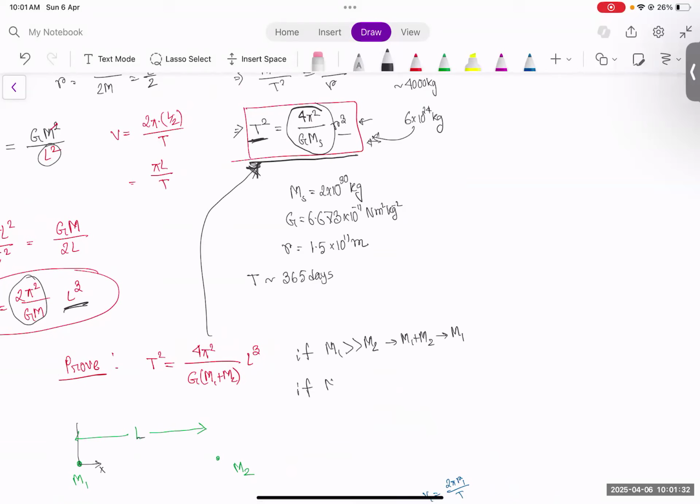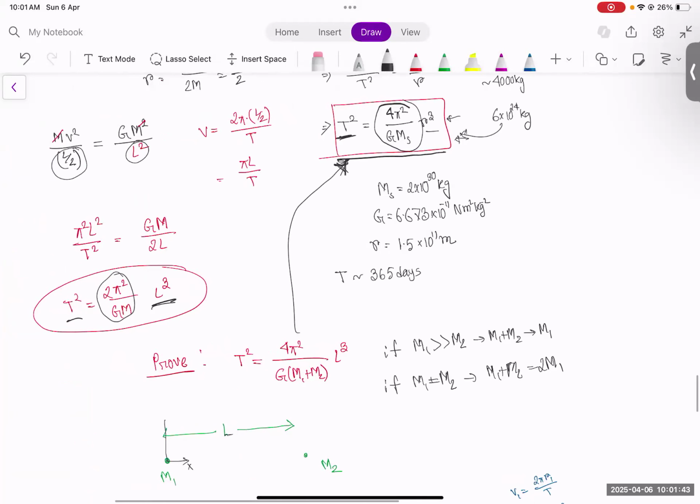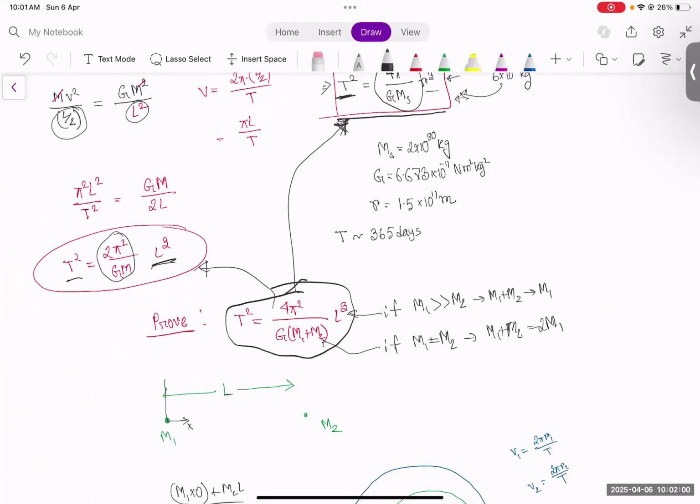Then if m1 is equal to m2, you get m1 plus m2 is equal to 2m1. If you plug that in, you get back this equation. So basically, this is the only equation you need to remember for circular orbits, obviously. So with this, you can basically find the time period of satellites for different planets, of different astronomical objects, as long as you know that the orbit they're going through is circular. If it's elliptical orbits, you need to make some adjustments. But again, we won't be getting into that today.